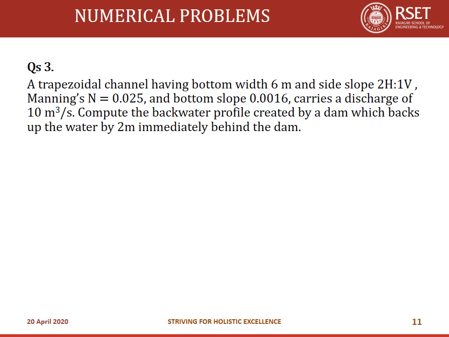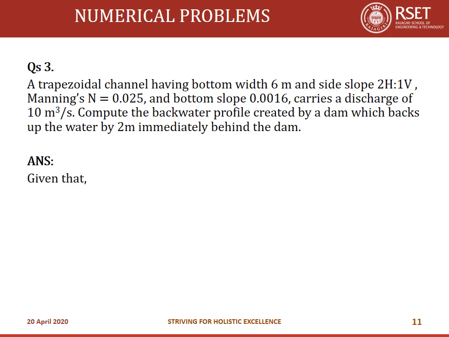So a trapezoidal channel having bottom width of 6 meter and side slope 2 horizontal to 1 vertical, and Manning's n equal to 0.025 and bottom slope, that is bed slope, of 0.0016 carries a discharge of 10 meter cube per second. Compute the backwater profile created by a dam which backs up the water by 2 meters immediately behind the dam. So this is the question.